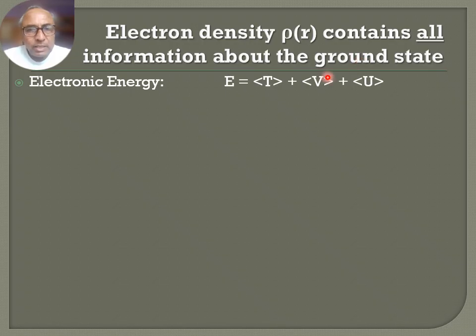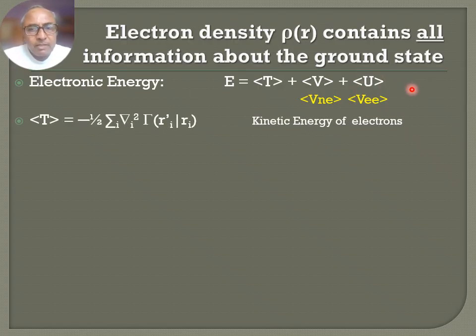So we know that the electronic energy is given by the sum of the kinetic energy of the electrons, the potential energy of electron nuclear attraction, which we call Vne and henceforth we shall just call V, capital V, and the potential energy of interelectronic repulsion, which we have called Vee until now, and shall henceforth just call U. The kinetic energy of the electrons, T, is given by minus half sigma i del i squared gamma, where gamma is the 1 RDM or the 1 electron reduced density matrix.